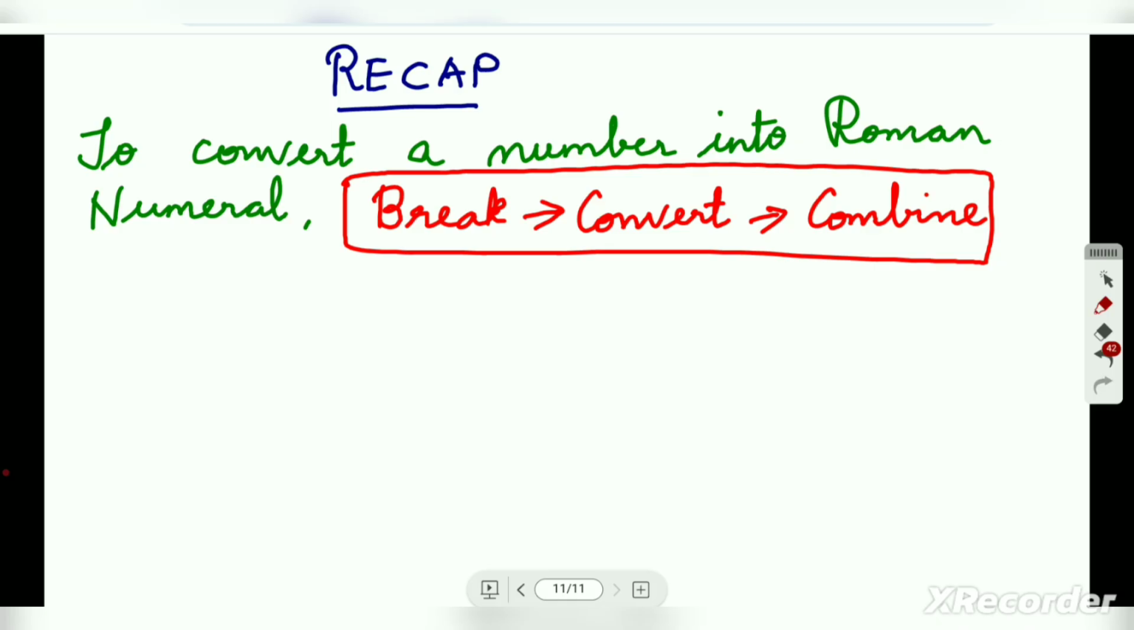In the next video, we'll turn things around. So far, we have been converting numbers into Roman numerals. Next, we will learn how to convert Roman numerals back into numbers. And once we know both the conversions, we'll be ready to tackle the different types of Maths Olympiad questions based on Roman numerals.